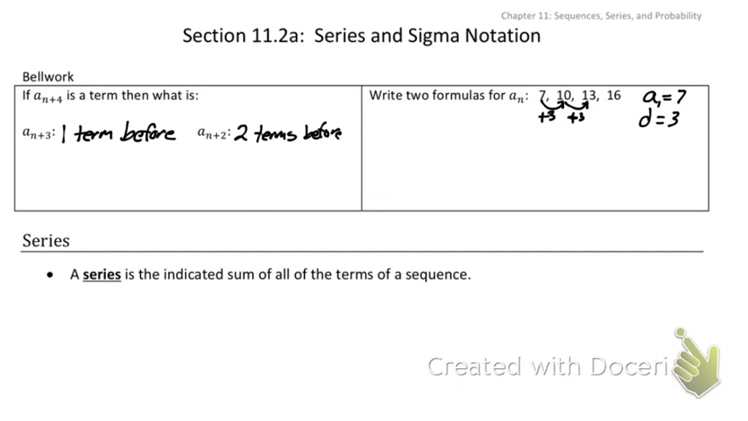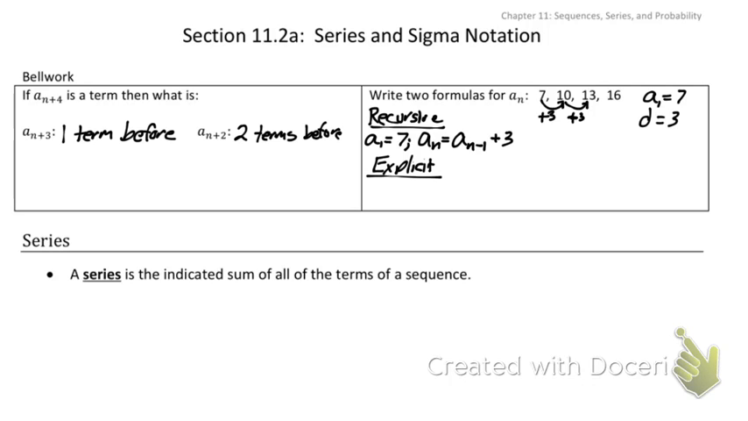I'm going to go ahead and write my recursive first. Remember, for recursive, you have to state your first starting term. So we have a sub 1 equals 7. And then our actual recursive formula is going to be the term before it plus 3. All right, explicit.